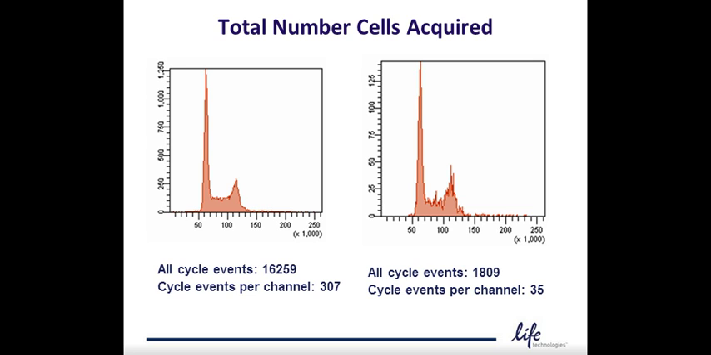Verity Software House has found that simulation studies indicate for accurate S-phase estimates, there should be an average of at least 100 events per channel between the lowest G1 and the highest G2 of the histogram.